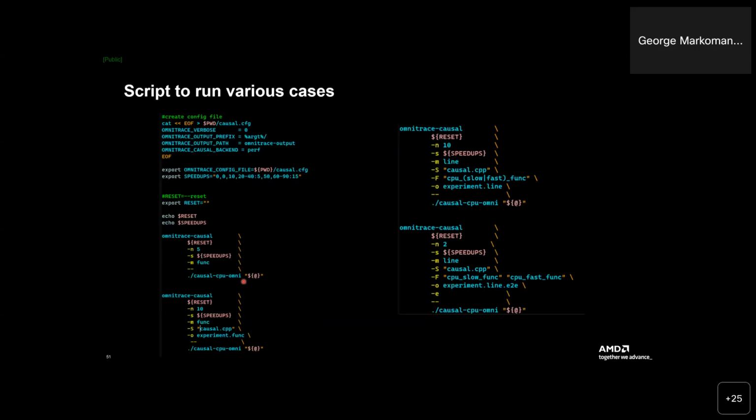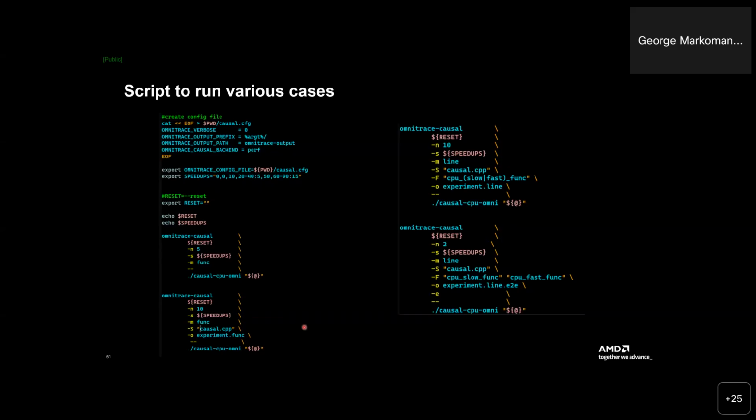However, some functions are not interesting because they're from other files. So I do function, but please scope only this file, which is my code. No need to check other files or other routines that I have no access to, etc. And the output of the file is experiment.func. And again, I call causal CPU omni.